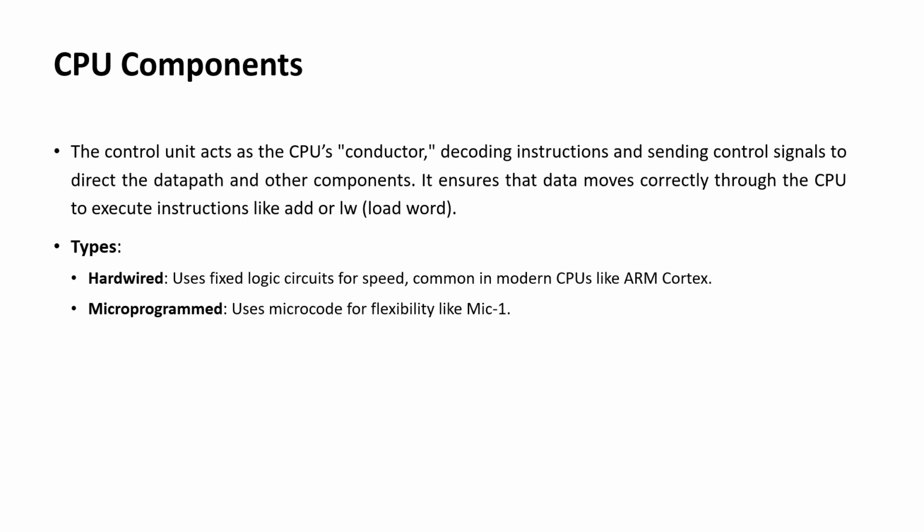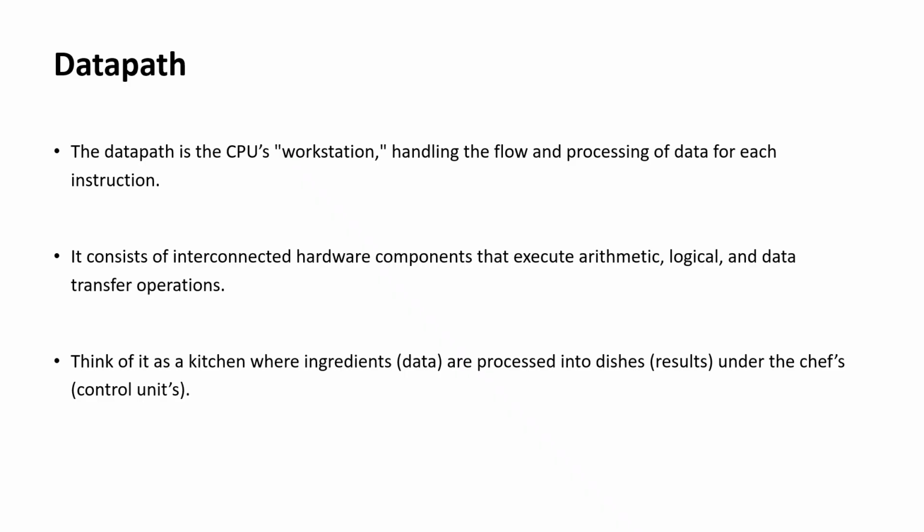So we'll talk about the CPU components. The control unit acts as the CPU's conductor, decoding instructions and sending control signals to direct the data path and then other components. It ensures the data moves correctly through the CPU to execute instructions like add or load word. Types: the hardwired uses fixed logic circuits for speed, common in modern CPUs like ARM Cortex. Microprogrammed uses microcode for flexibility.